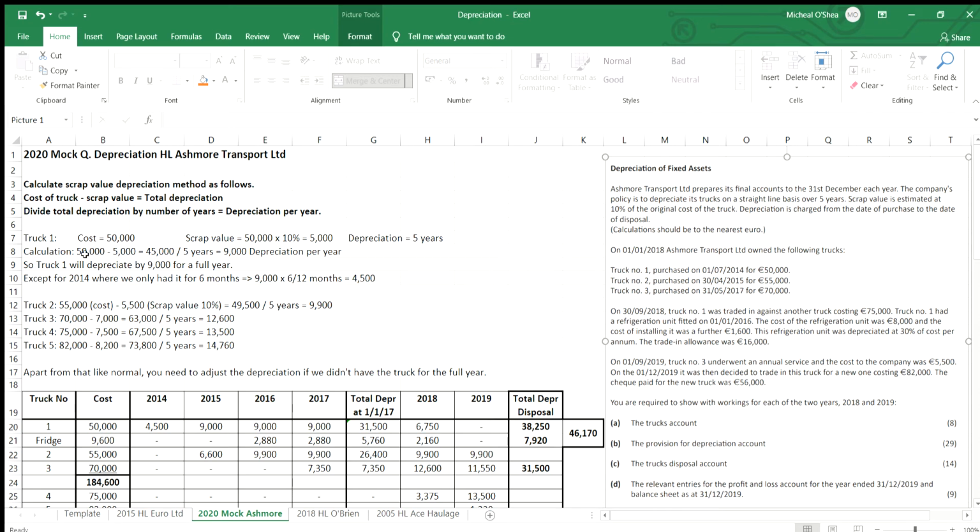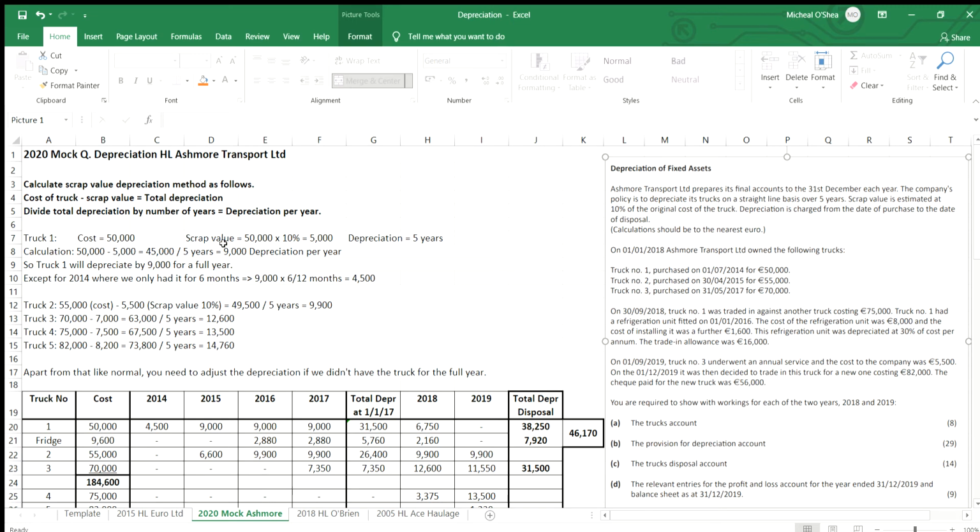So if the cost is 50,000 minus the scrap value of 5,000, which is calculated here, my total depreciation is 45 grand. So it's going to lose 45,000 euro worth of its value over 5 years. So divided by 5 years, we find that truck number 1 will depreciate by 9,000 per year. Again, take the cost. We minus the scrap value. It says it up here, and the scrap value is 10% in this case, and I had found that here. Cost minus scrap value is equal to the total depreciation, and divide that by the years, 5 years, 9,000. Figure that out for one.